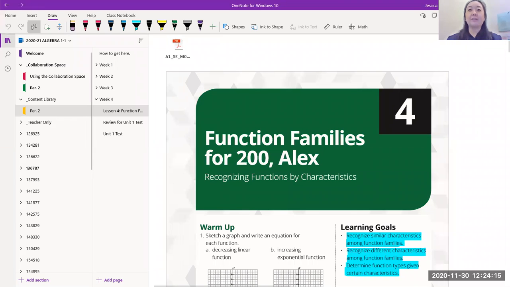Hi, everyone. We are in lesson 4, our last lesson before the unit test. So, function families for 200, Alex.